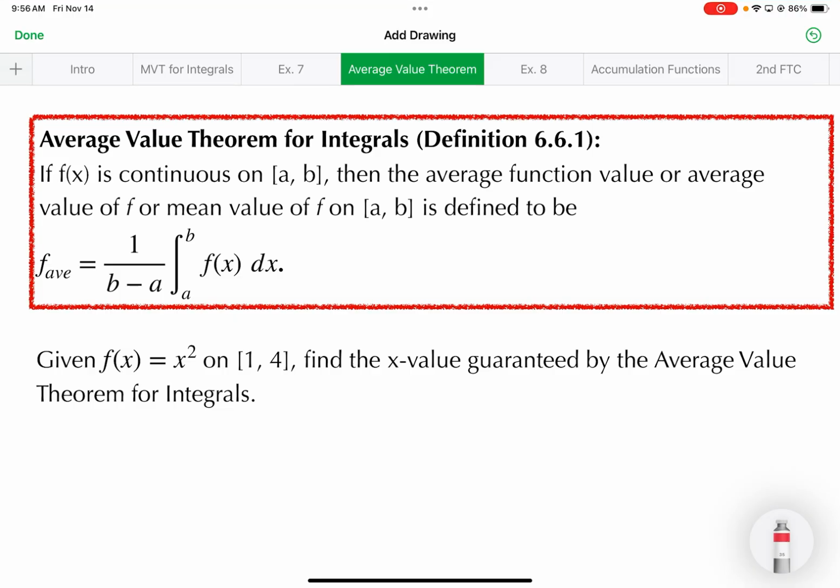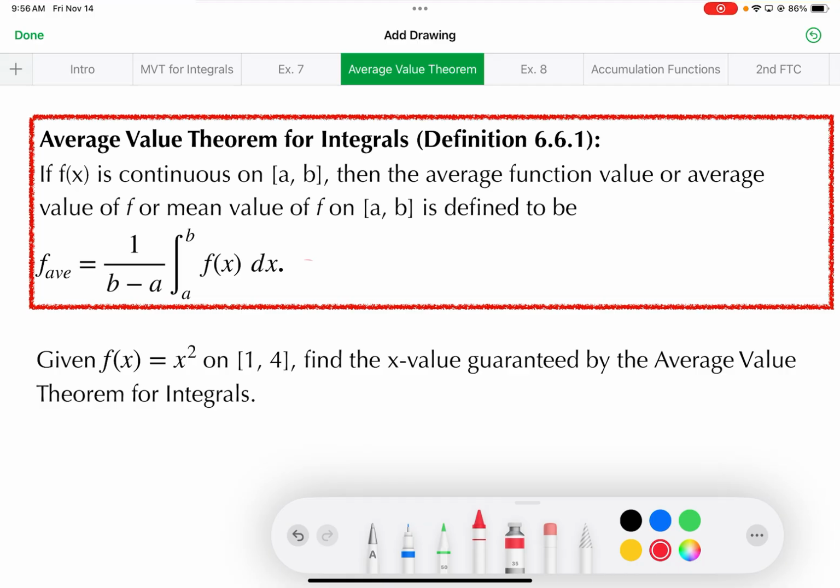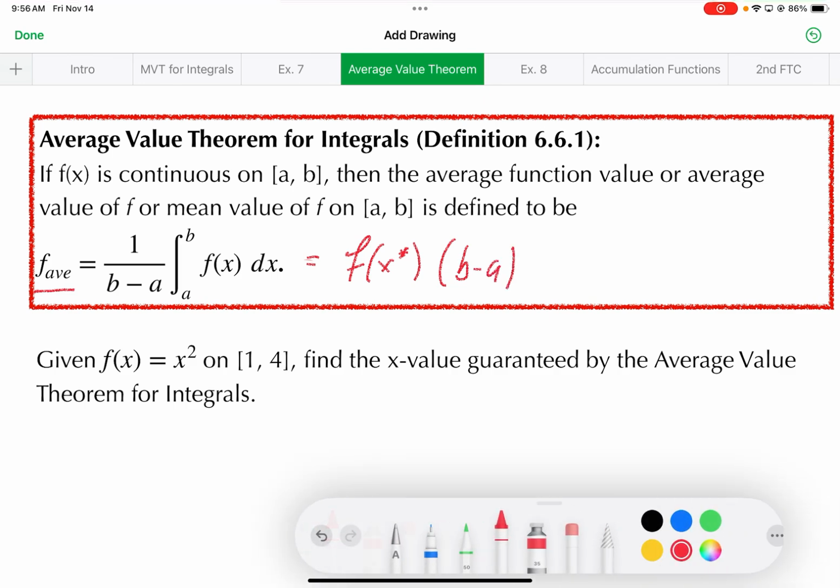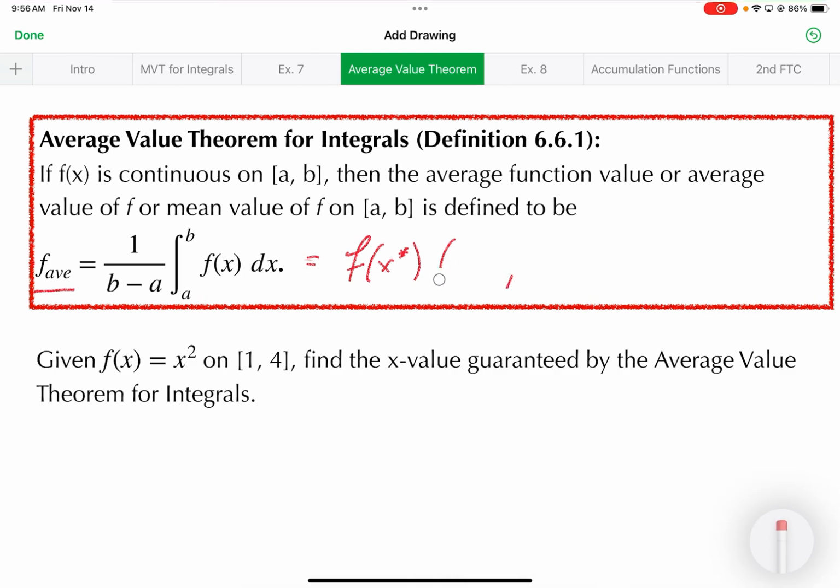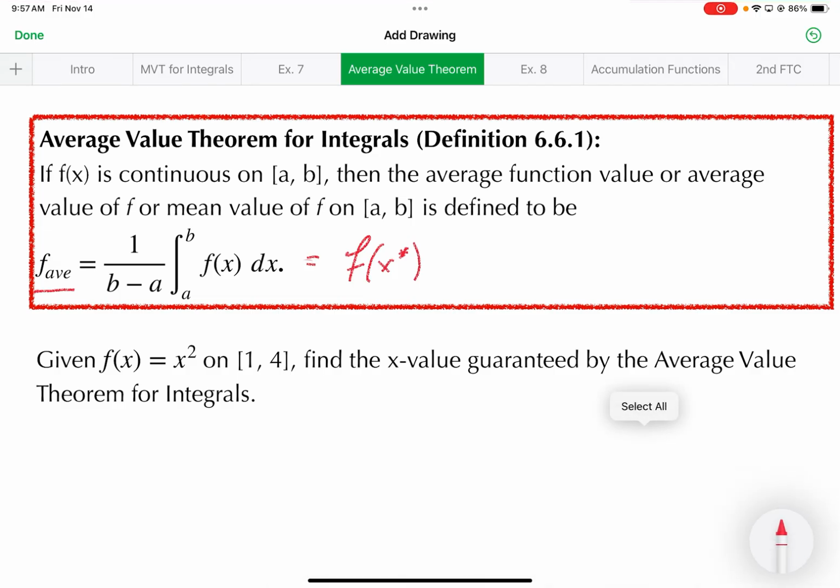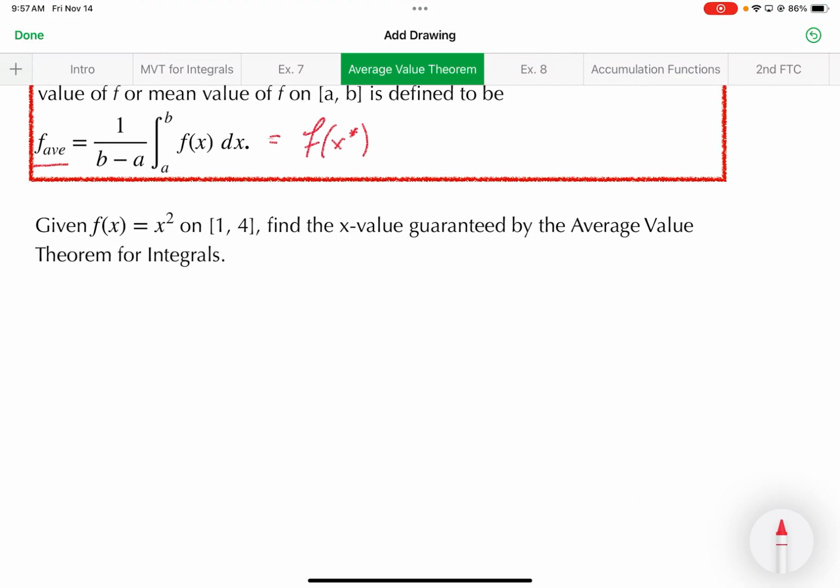So in that case, it's important to call out that f average is just equal to f of x star. Because if I use the theorem from last time, f of x star times b minus a, and I just divide both sides by b minus a, I get the result that I have in front of me. So f of x star represents your average function value of that function on that interval.